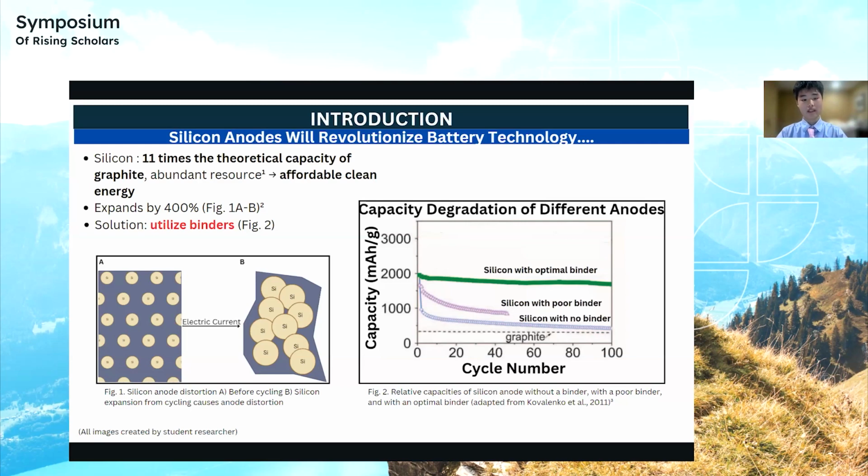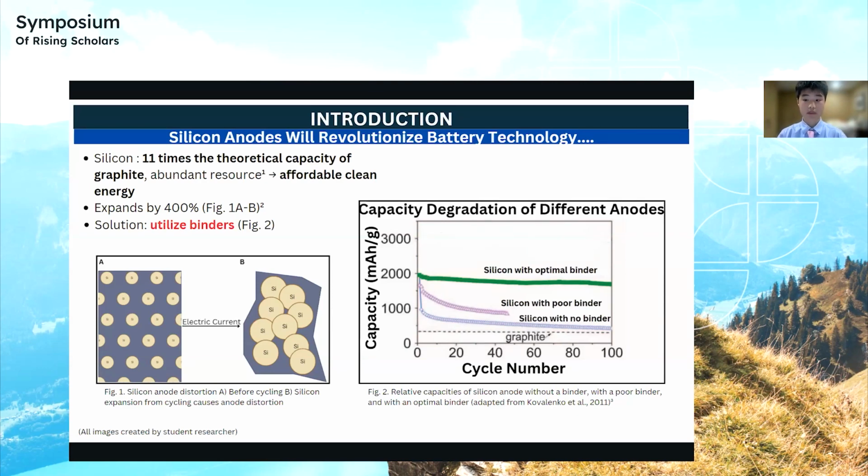However, a major drawback of silicon is that it can expand up to 400%, reducing the capacity significantly and making the batteries useless. Figure 1 represents the change in a silicon anode after an electric current is applied to it, where figure 1a represents a pristine silicon anode before cycling. Cycling is when you apply a charge and discharge. And then figure 1b represents the same silicon anode after an electric current is applied, and the silicon molecules expand dramatically, and the anode distorts to make it useless.